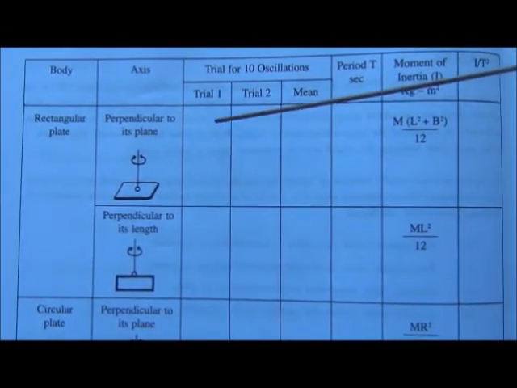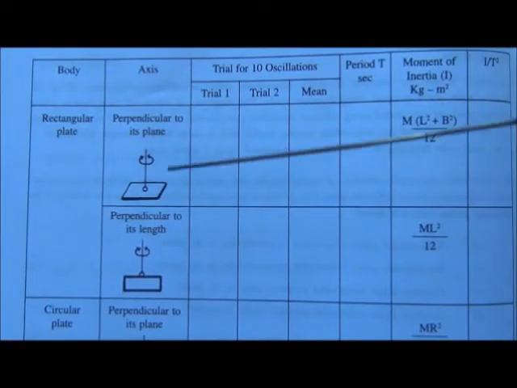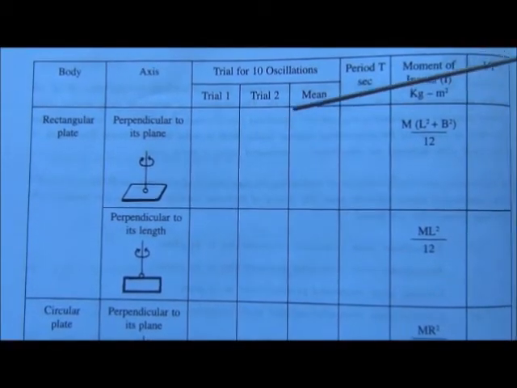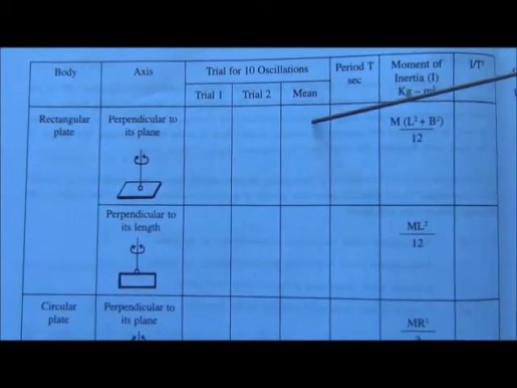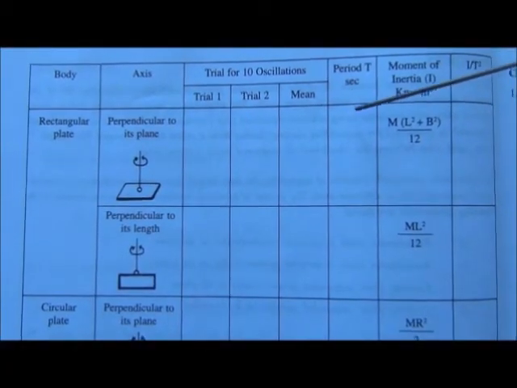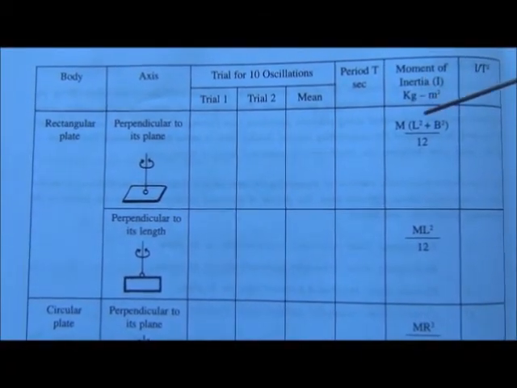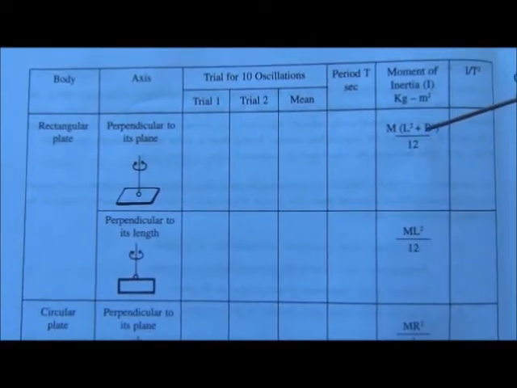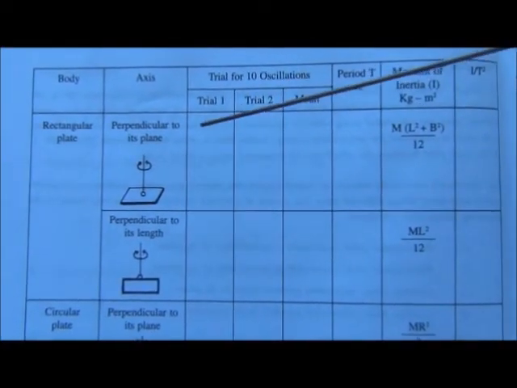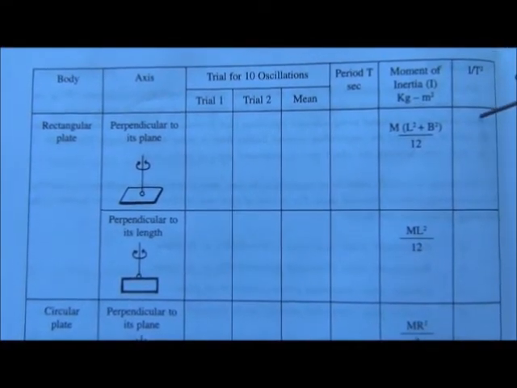Once the time for 10 oscillations is calculated for different axes, tabulate the readings here and find the mean time for 10 oscillations. From that, calculate the time period for one oscillation, then find the moment of inertia of the body under the given axis, and then finally calculate I by T square.